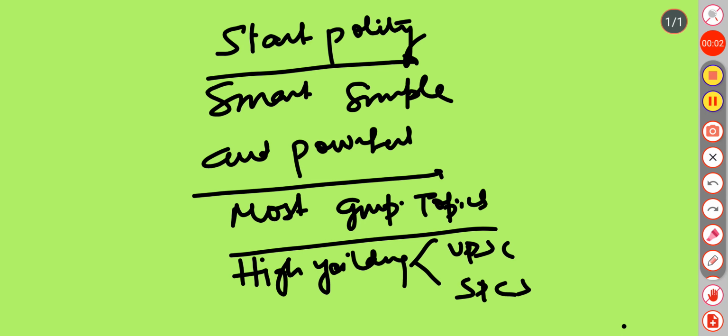So polity is not just about books, it's all about understanding how our country runs. From president to panchayat, from laws to your rights. Let's break it all down simply, right?